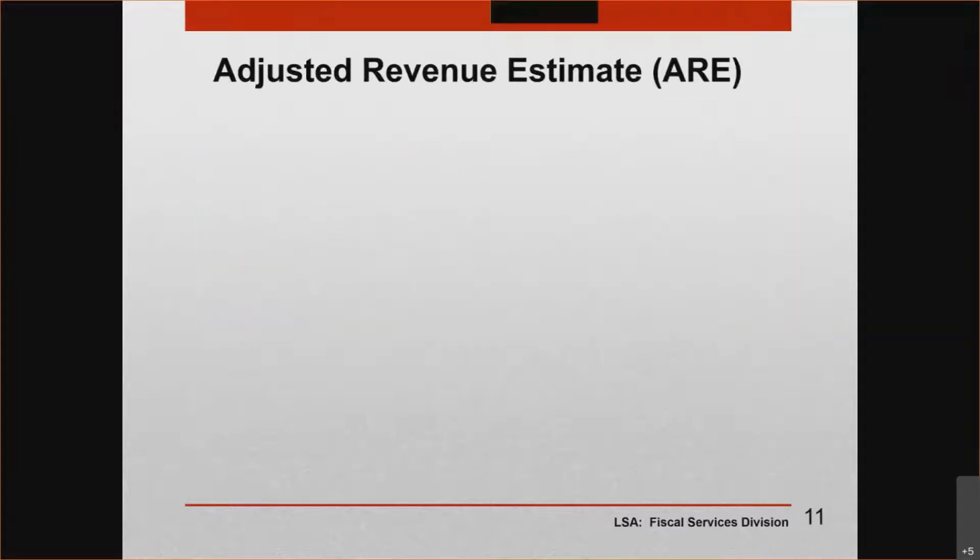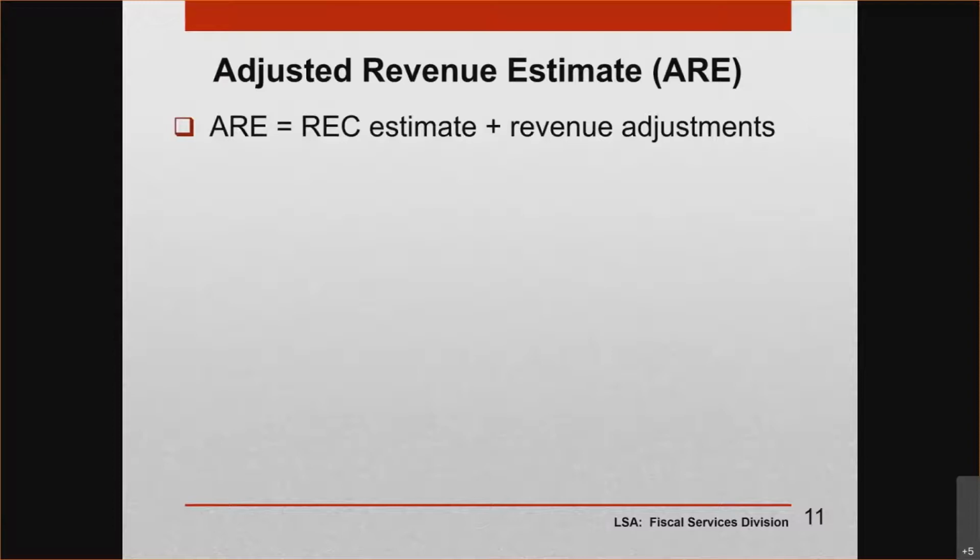The next is a concept and a number that's very important in budget development. It's something that you probably won't see. It's something that we calculate behind the scenes, and it's called the adjusted revenue estimate. It's really easy to calculate. The adjusted revenue estimate is equal to the REC estimate, whichever REC estimate we're required to use, plus any revenue adjustments that are enacted that were not part of the REC estimate.